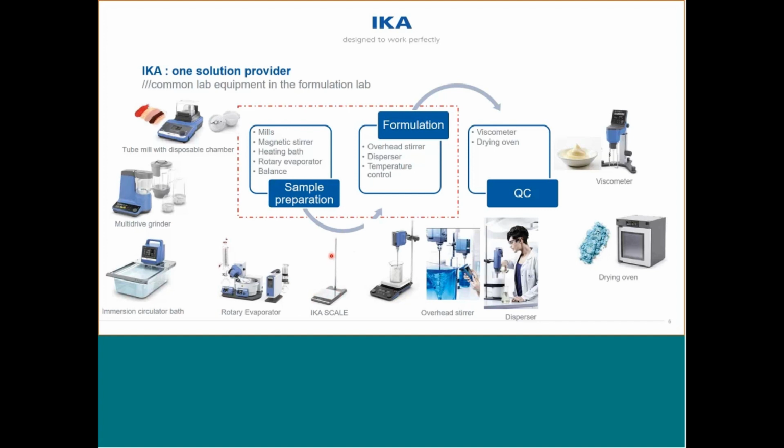Okay, so after sample preparations, we have to start our formulation. What is the most common equipment that we'll use? For sure, the overhead stirrer, for all kinds of mixing applications. And if, let's say, we need to do emulsions or suspensions, or we want to reduce the sample particle size, we will use a disperser.